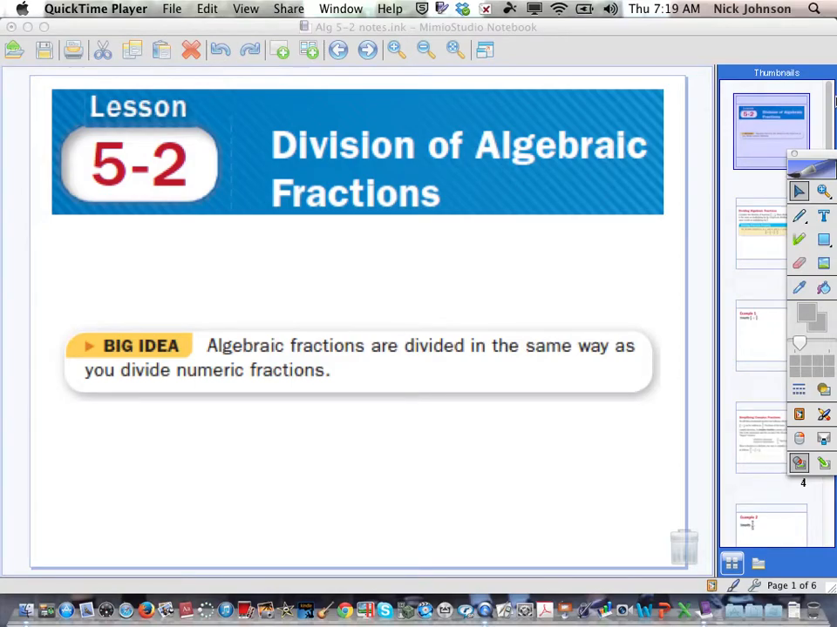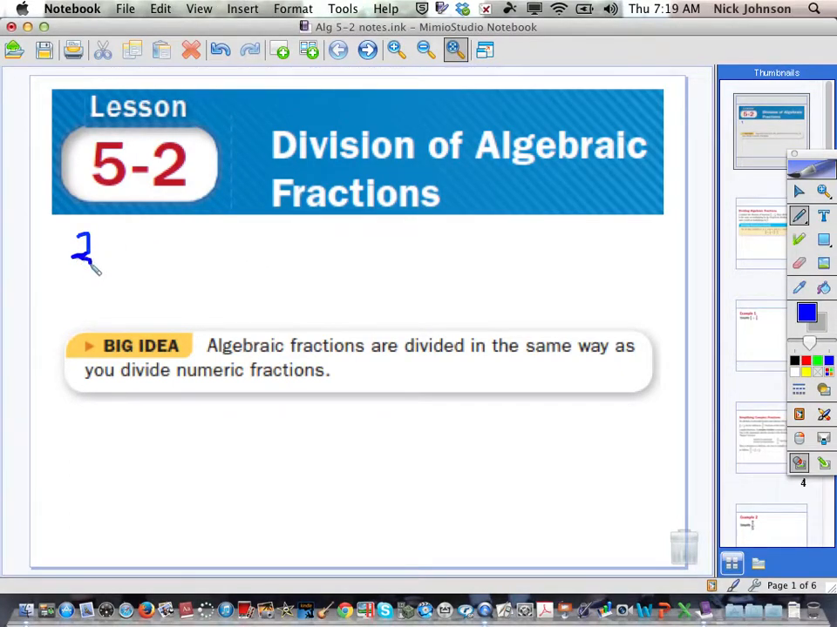The big idea today is algebraic fractions are divided in the same way as you divide numeric fractions. If you remember a problem like this, 3/4 divided by 1/2, what you have to do is leave the first fraction, change the division to multiplication, and then flip the next fraction. So 1/2 now becomes 2/1, and then you go about your same multiplying two fractions together.